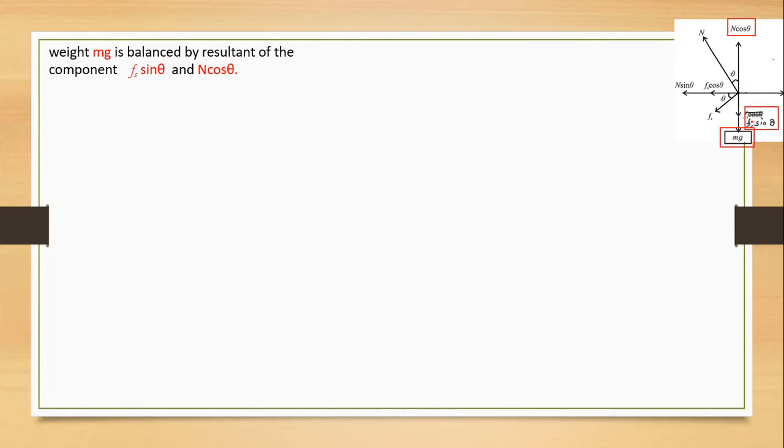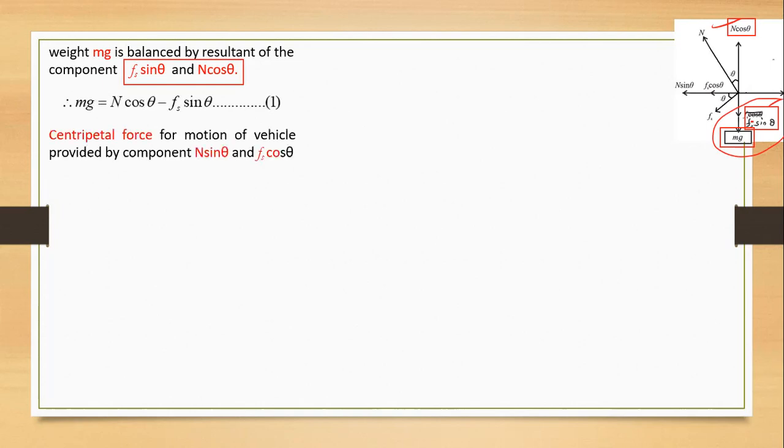But these two, they are in opposite direction. Okay? If you see this equation very carefully, the resultant of this n cos theta and this F sin theta is given by the formula n cos theta in this component minus this Fs sin theta. And it balances the weight mg. So we get the equation. So mg is equal to this. I told you here, this mg is balanced by the resultant of these two. So we get equation number one.